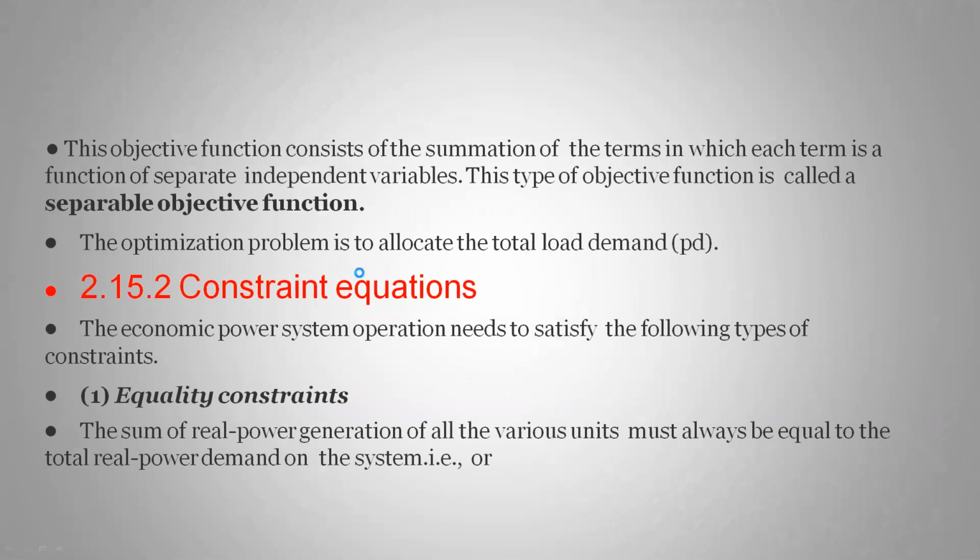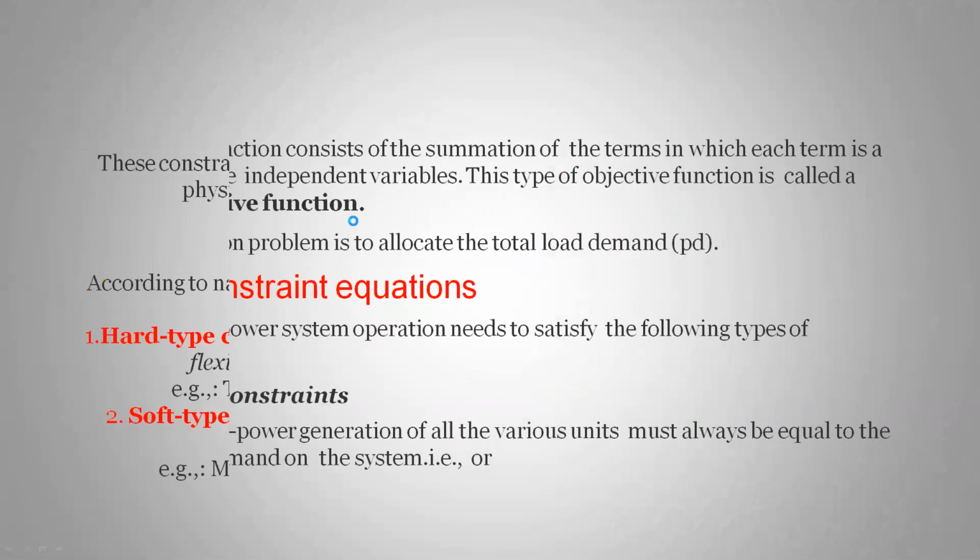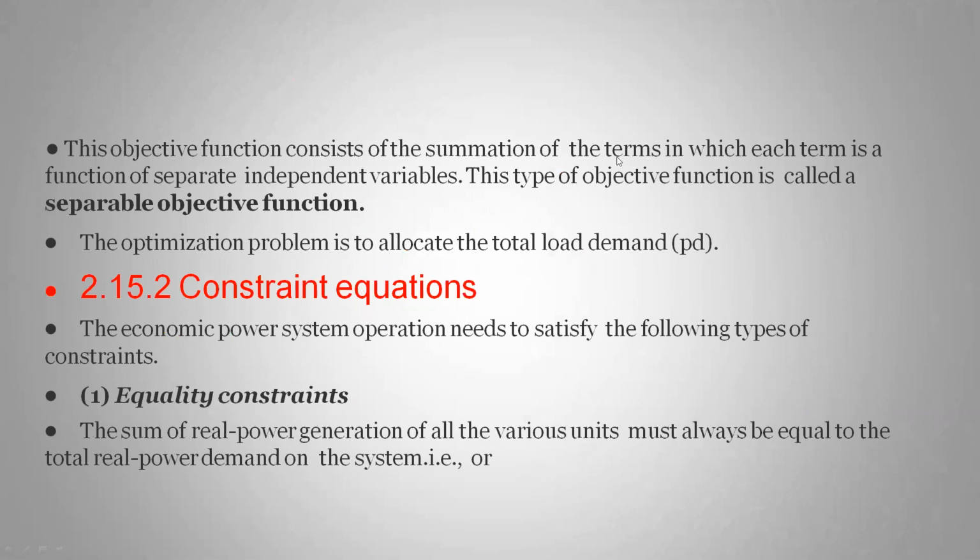This objective function consists of the summation of the terms in which each term is a function of separate independent variables. We use this objective function for summation of each term. This type of objective function is called a separable objective function. This is very, very important. So this is the defined separable objective function.